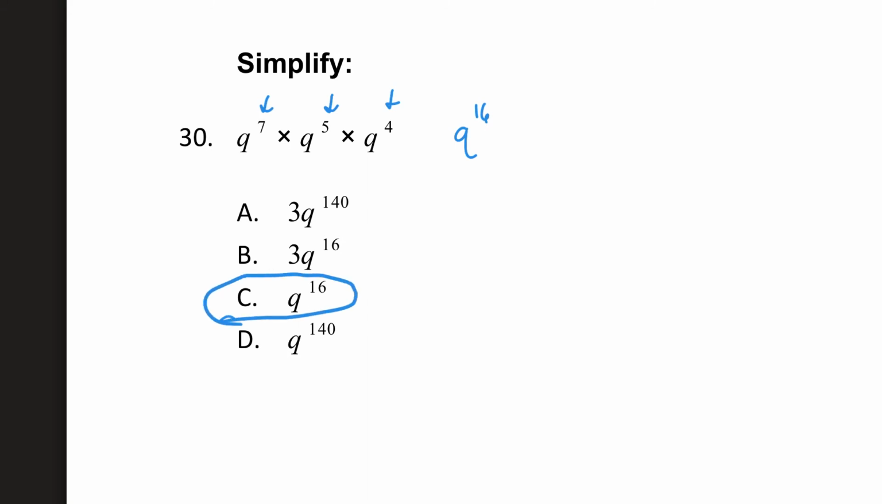Now, why isn't it 3q to the 16th? Because there are no coefficients other than 1 for each of these terms. If we were to put 1s there, you'd multiply those 1s in front. 1 times 1 times 1 is 1. That's why it's q to the 16th, not 3q to the 16th.